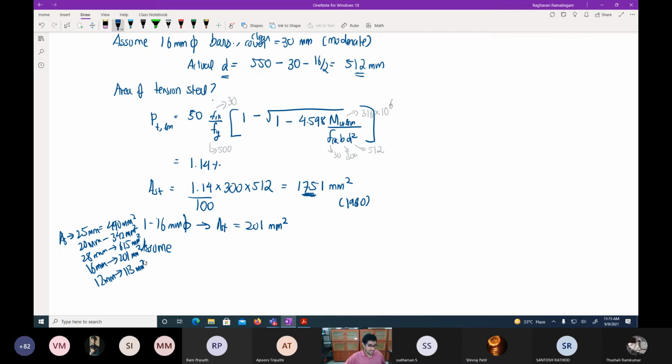Let me see how you people address this. These are the areas of the bars. You can actually remember these values. Sir, 2 bars of 25 mm and then 4 bars of 16 mm will give us 1784. Oh, really? Okay, very good.